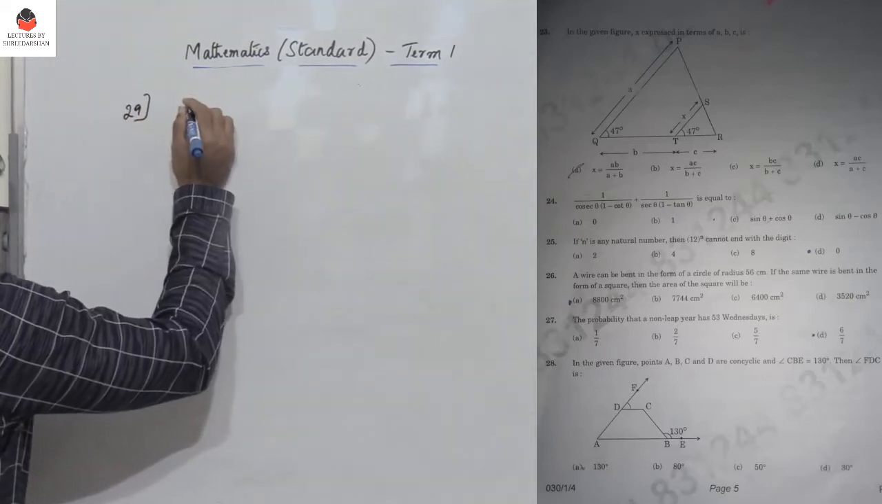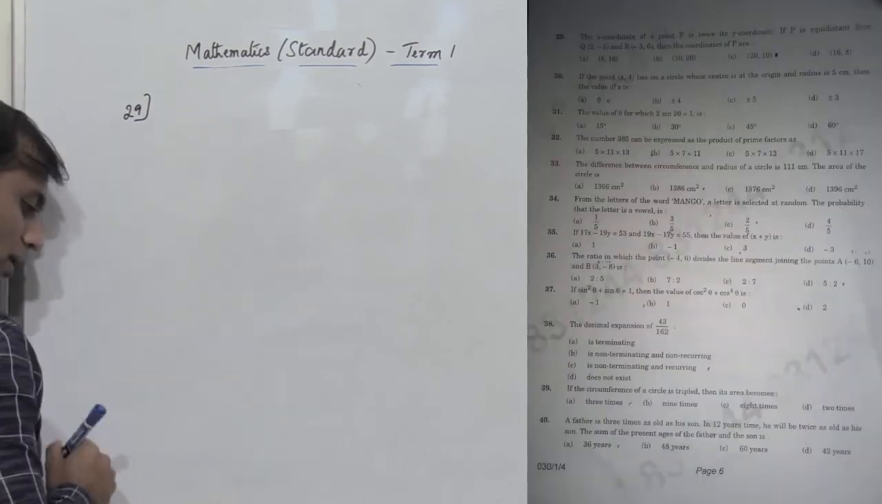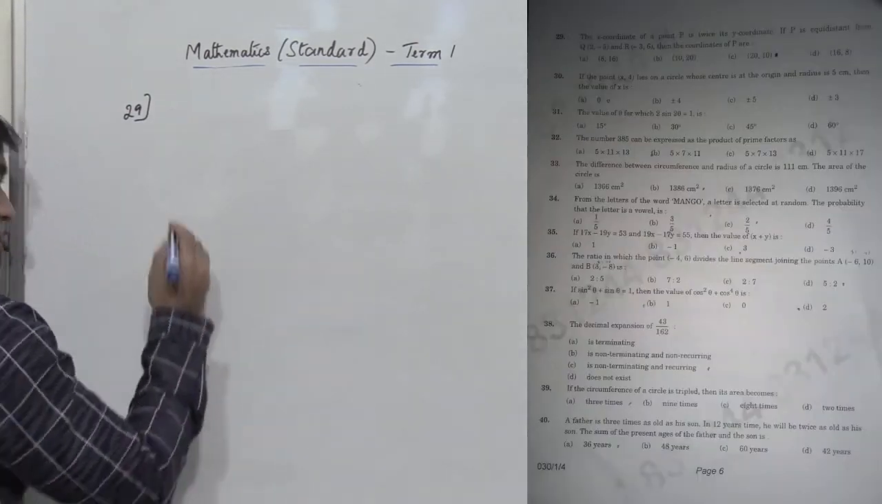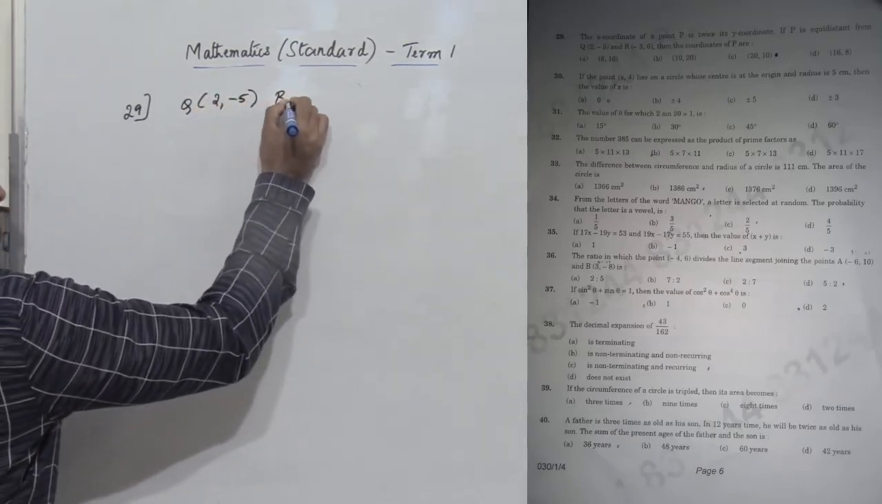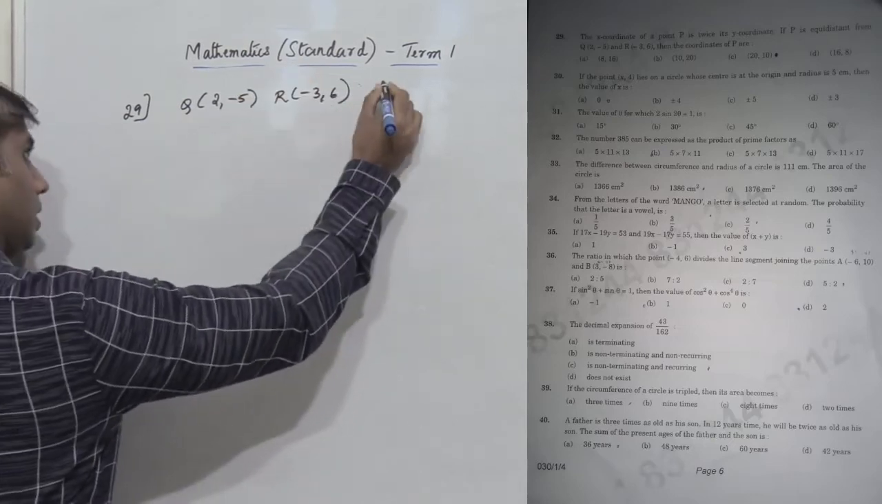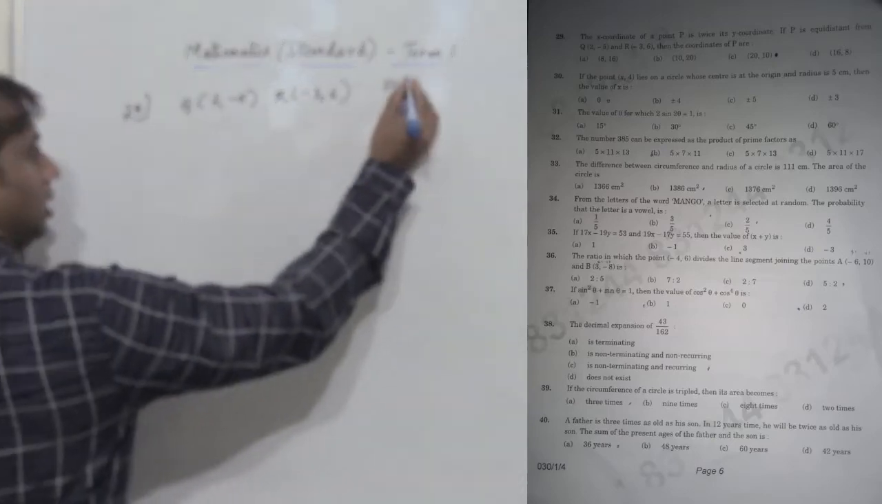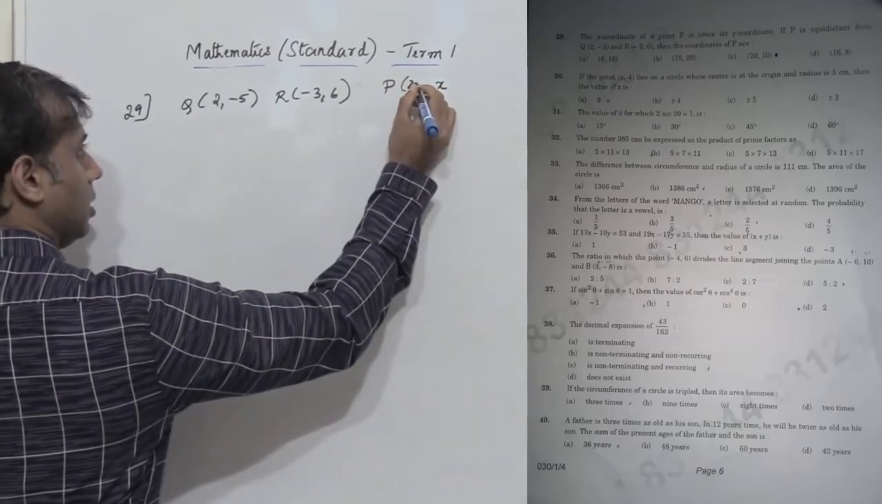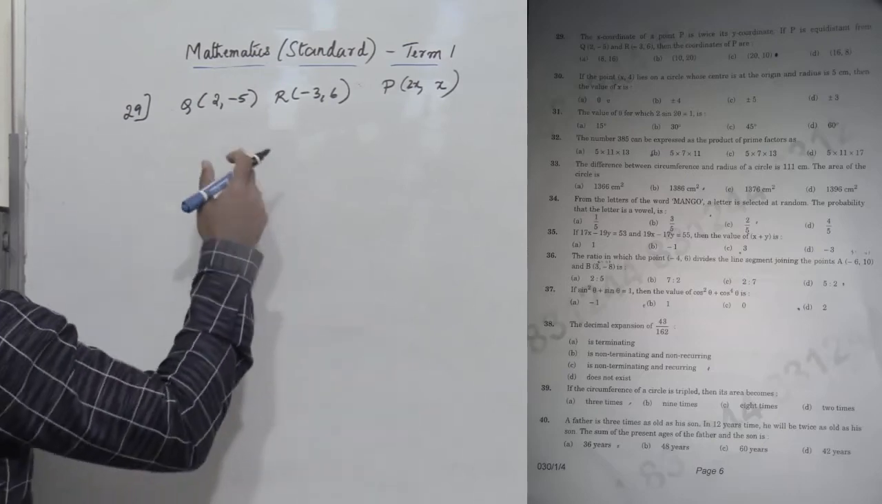29. If the x ordinate of P is twice its y ordinate and P is equidistant from Q, which is (2, -5), and R, which is (-3, 6), find the point P. So given that the x ordinate is twice its y ordinate, if the y ordinate value is x, the x ordinate value is 2x, and it is equidistant both from Q and R. So let's use the distance formula here.